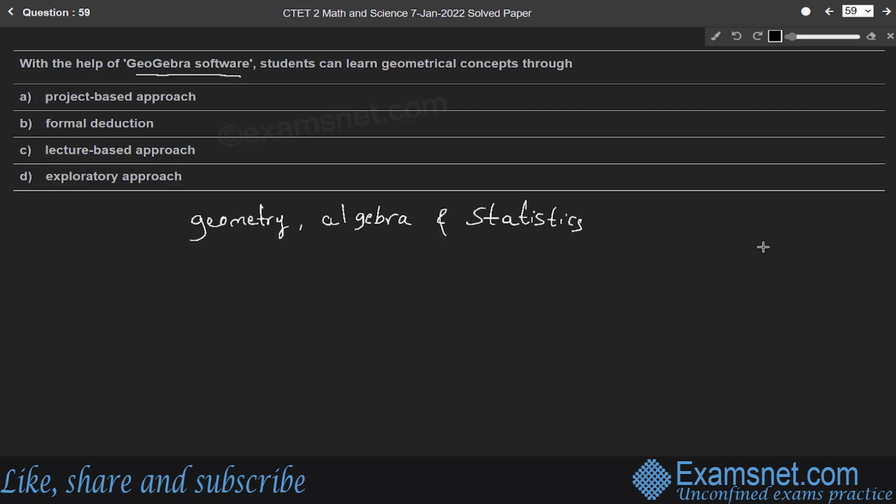Here in the options, option D, exploratory approach, is the correct option. This program allows for simple visualizations of possibly complex geometric concepts and helps enhance a student's understanding of those concepts through an exploratory approach. Hence, option D is the right answer.